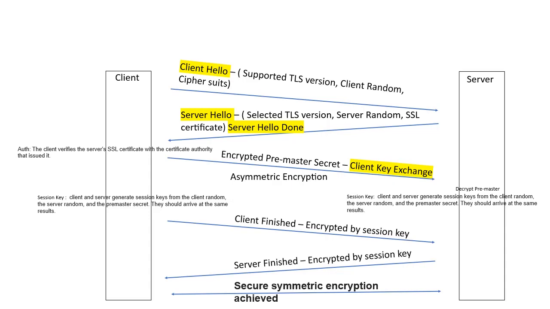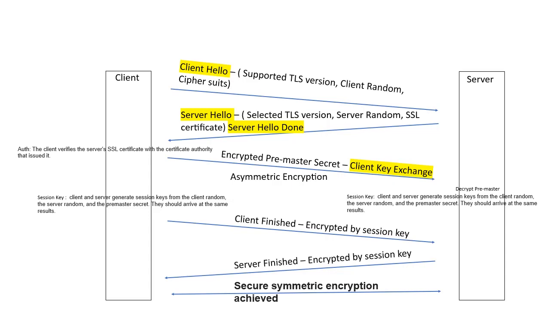TLS handshakes are a series of datagrams or messages exchanged by a client and a server. The TLS handshake starts with the client hello message. The client initiates the handshake by sending a client hello message to the server. The message will include which TLS version the client supports, the cipher suites supported, and a string of random bytes known as the client random.